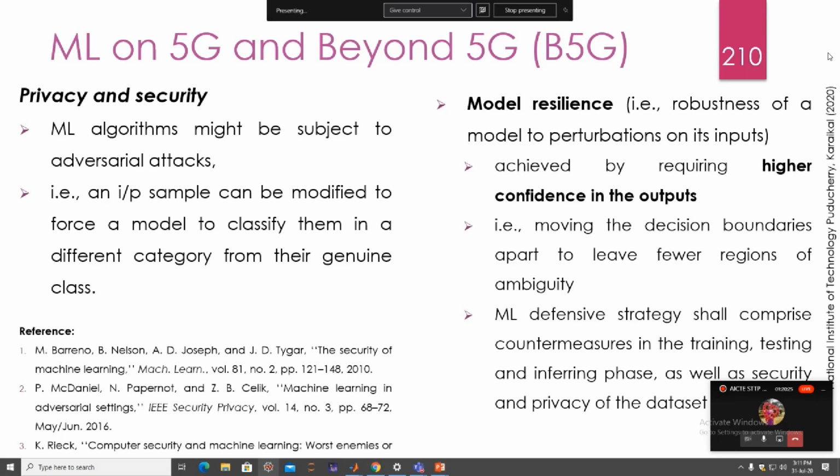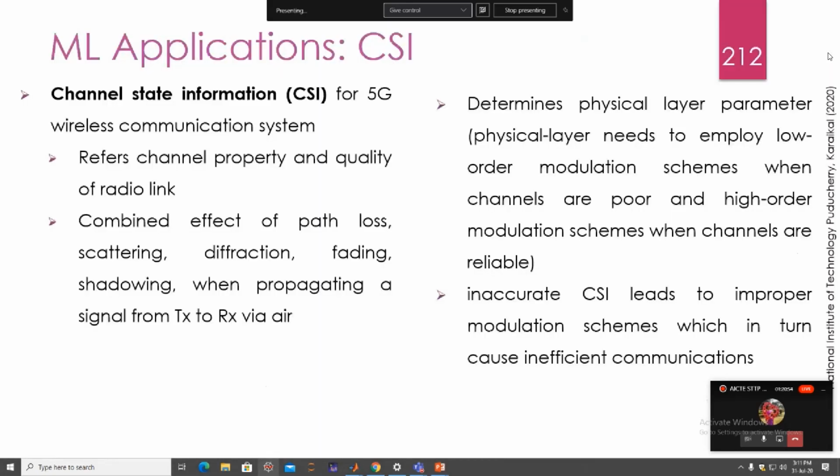So you have to use these techniques for the privacy and security of the data, because the input data fed to the model can be forged and give rise to erroneous results. We can overcome that with the help of a proper decision boundary, so that the ambiguity can be removed, giving higher confidence to the output. So these are some of the challenges. Next, we will see another application of machine learning, in the case of channel state information.